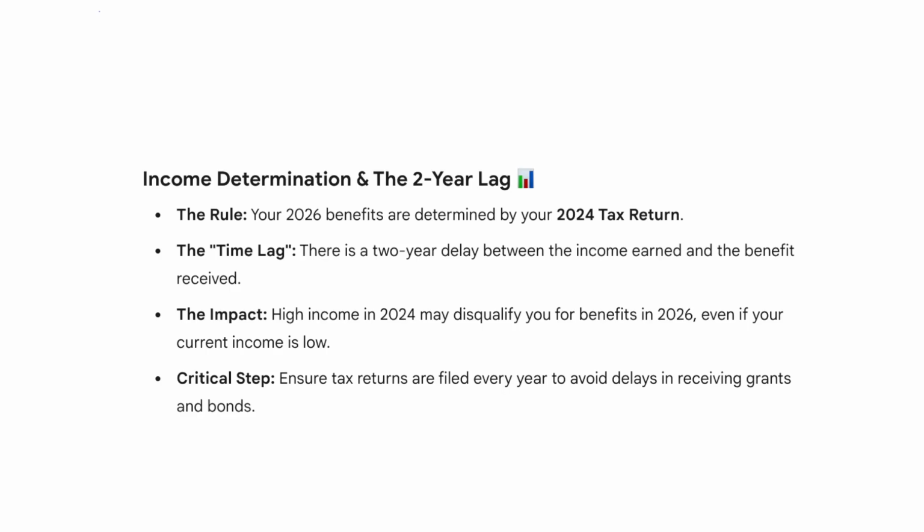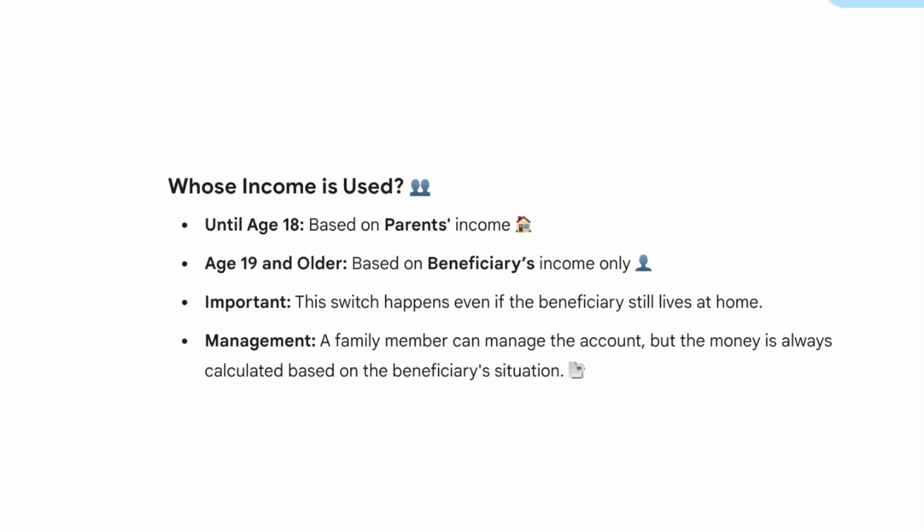The definition of family income changes as the beneficiary gets older. Until the end of the year the beneficiary turns 18, the government uses the parent's income. Starting the year the beneficiary turns 19, the government switches to using only the beneficiary's and their spouse's income. This switch happens even if the beneficiary is incapacitated or continues to live at home. If the beneficiary cannot manage the account themselves, a spouse, parent, or sibling can act as the holder to manage it, but the money is always calculated based on the beneficiary's financial situation.